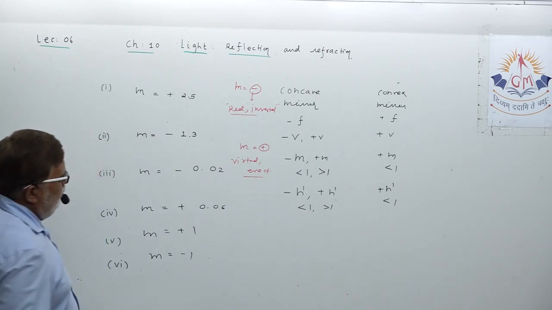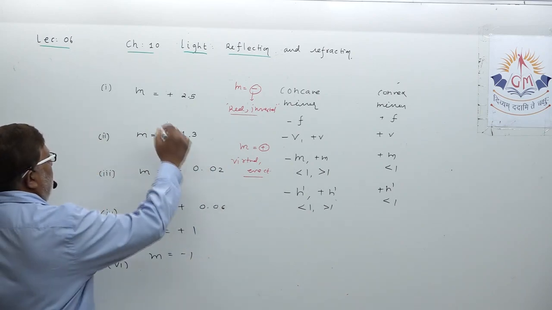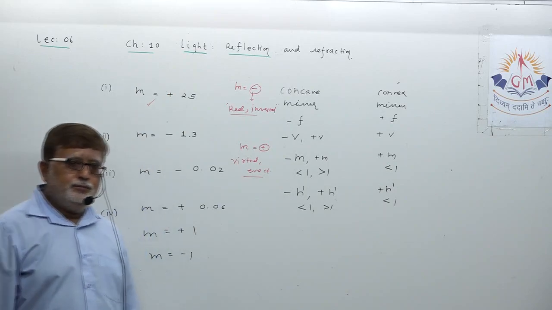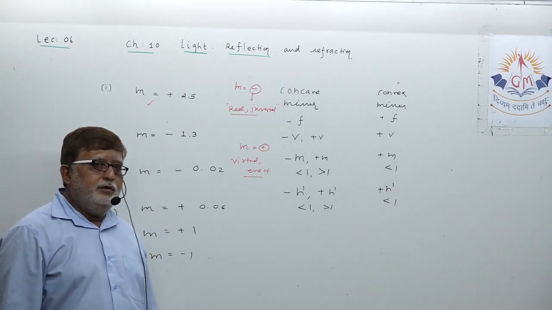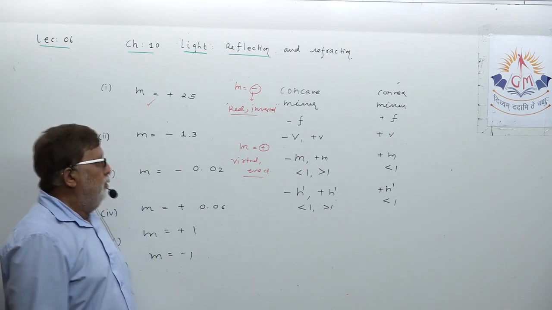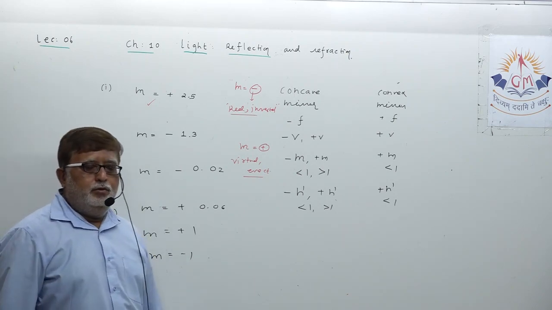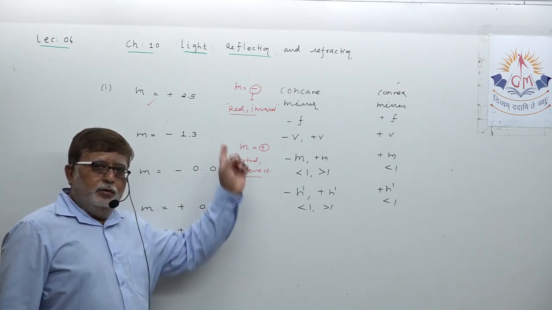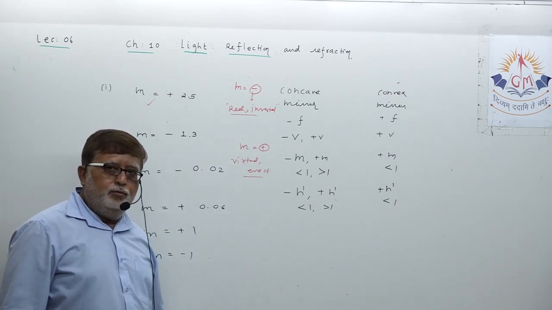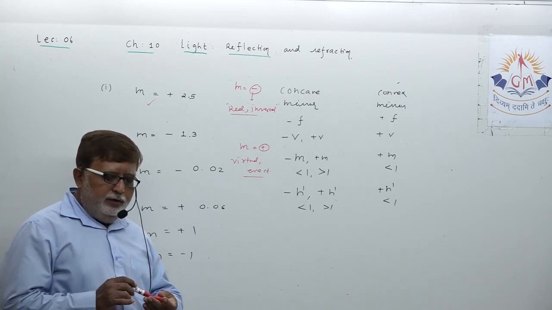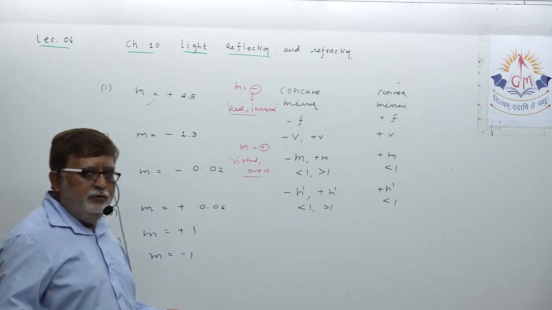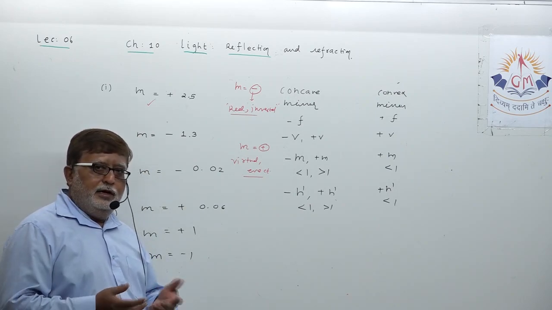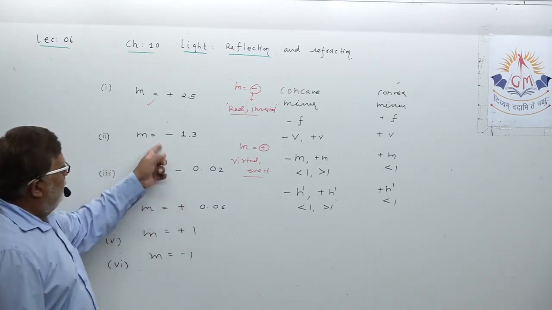Okay. Now, dear student, guess. Can you guess the type of image from here? What is the magnification given? Plus 2.5. Plus means virtual and erect, but this is greater than 1, 2.5. So, can you guess the type of image from this? Virtual, erect, and larger than the object, this one.